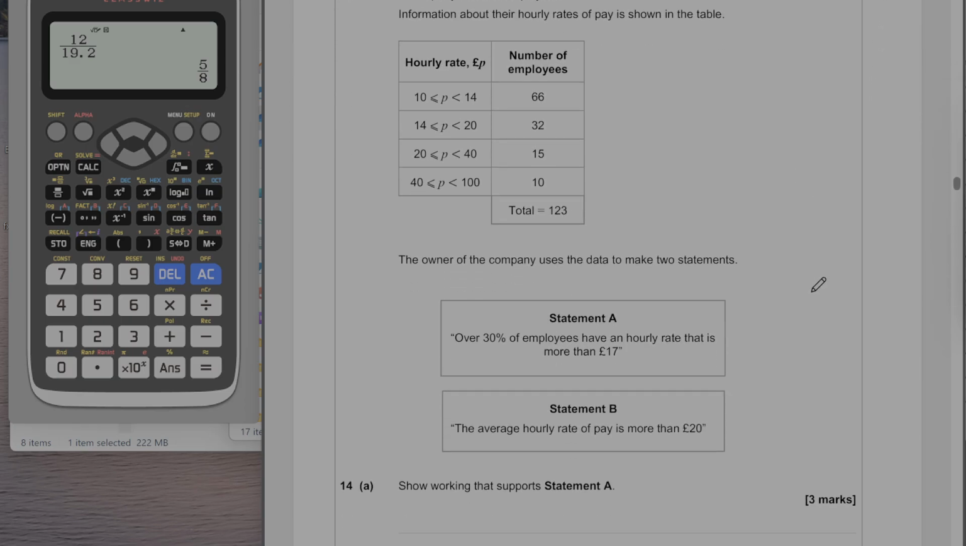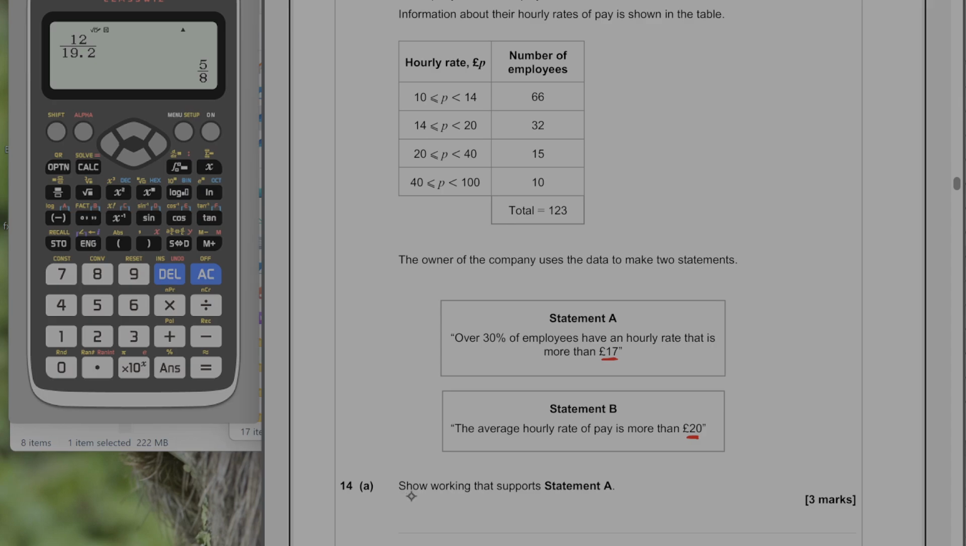Okay, question 14. A company has 123 employees. Information about their hourly rate of pay is shown in the table. The owner of the company uses this data to make 2 statements. Statement A, over 30% of the employees have an hourly rate that is more than £17. Statement B, the average hourly rate of pay is more than £20. Show working that supports statement A.